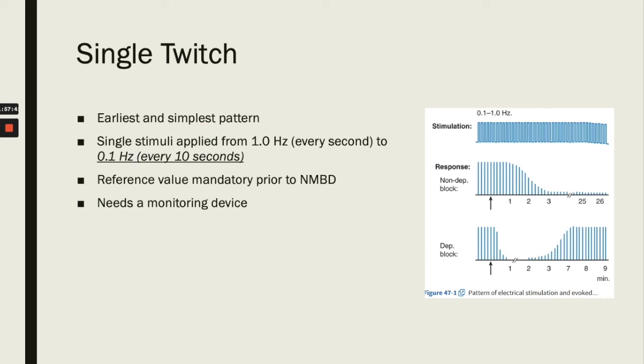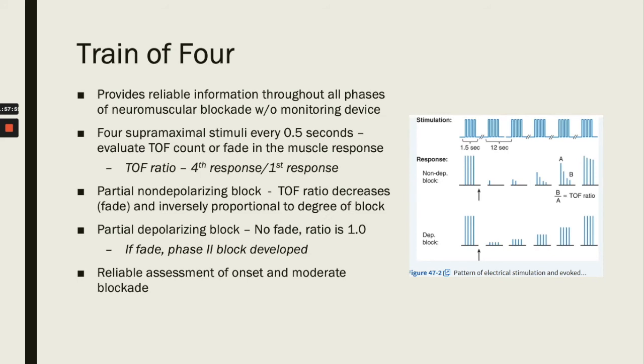In order to actually see their response, you need a monitoring device with this particular type of stimulation. This is not necessarily used in anesthesia often at all, or even rarely. But you do need a monitoring device to measure the evoked muscle response with a single twitch. Train of 4 is the most common one that we use, and it's less painful out of all of the particular types of stimulation that we do for neuromuscular blocking. It provides reliable information throughout all phases of neuromuscular blockade.